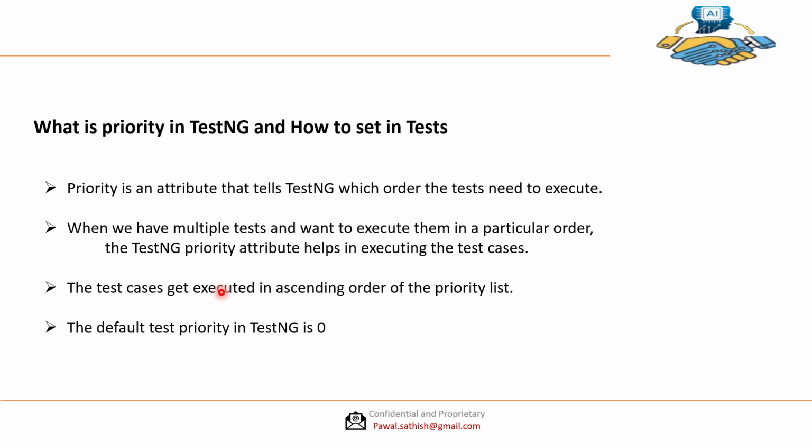So that means I have multiple tests, like test method A, test method B, and test method C, which have the same priority. In that case, it executes in ascending order. So first test method A will execute, followed by test method B, followed by test method C. The default test priority in TestNG is 0. The lower the value, the higher the preference, and the higher the priority number, the lower the preference.